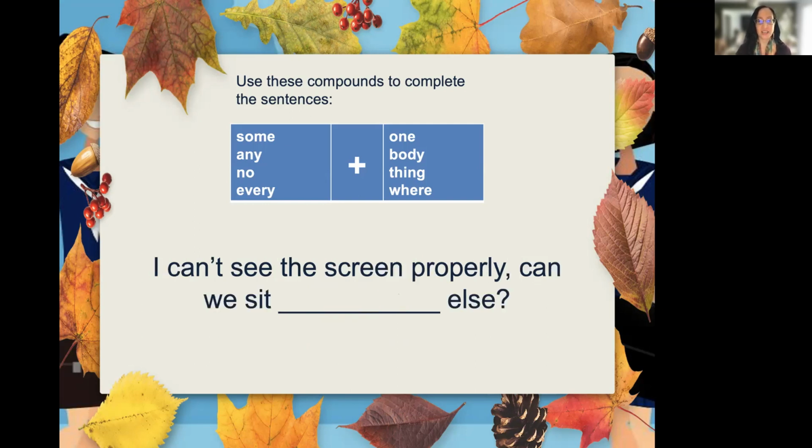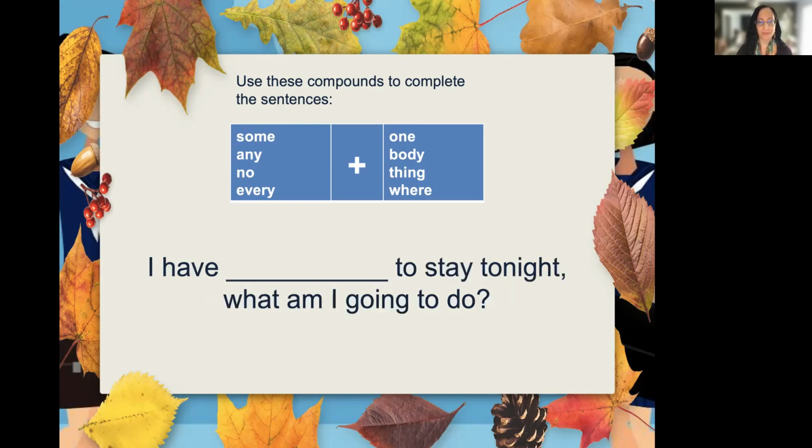I can't see the screen properly. Can we sit blank else? Okay, a little tricky. I can't see the screen properly. Can we sit somewhere else? Okay. This is getting too easy for you? Yes, it could be, but the ones that need some help, no worries, I'll help you.